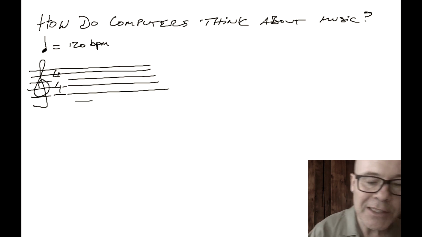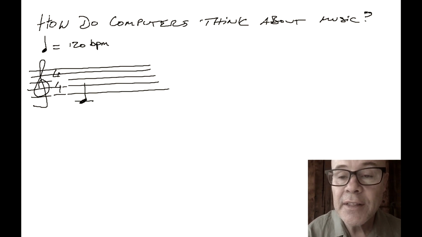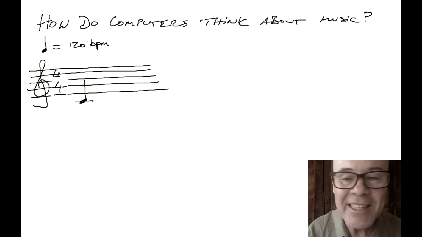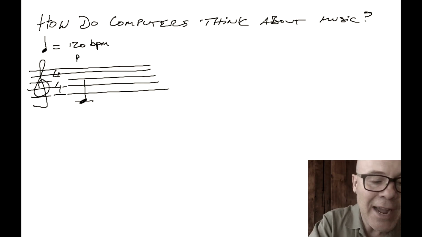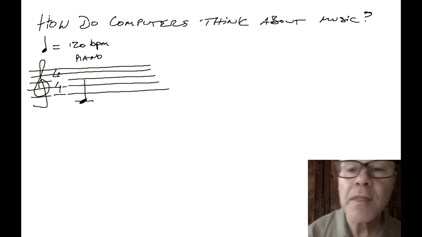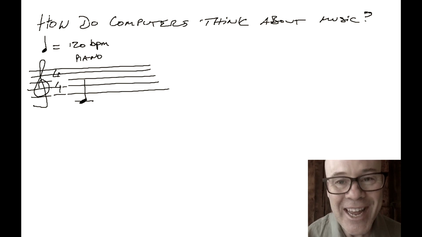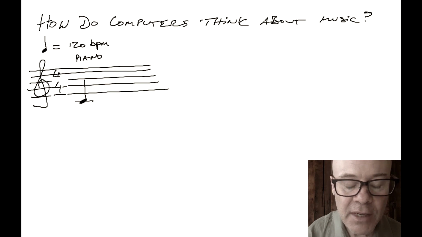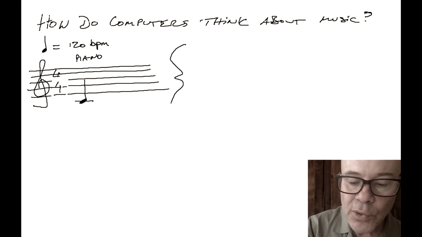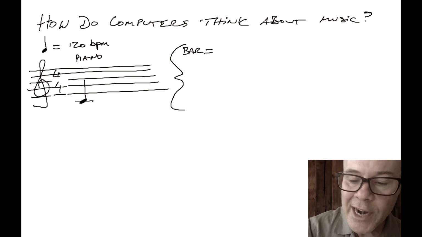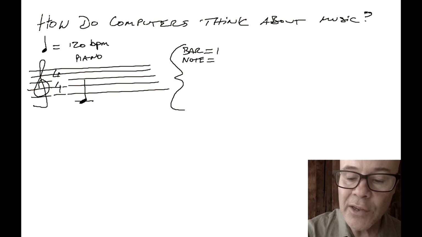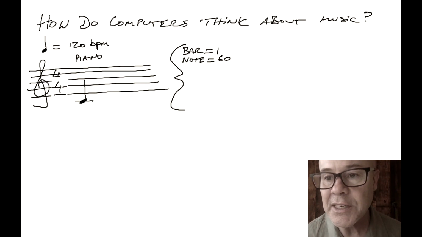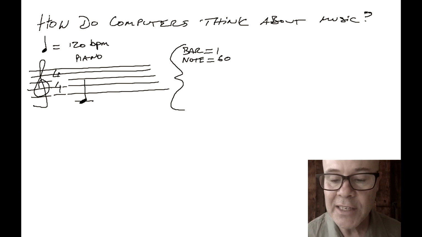Okay, let me just start with a middle C here. Now, as you know, this inherently has no sound to it until we give it an instrument to play back. If I call it piano, then you will at least be able to hear in your head how this should sound. So MIDI takes this note and it records certain parameters of it. The first is the bar number, which is 1. The second is the note itself, which has a note value of 60 for middle C. If it was a C sharp, it would be 61. If it was a D, it would be 62, etc.